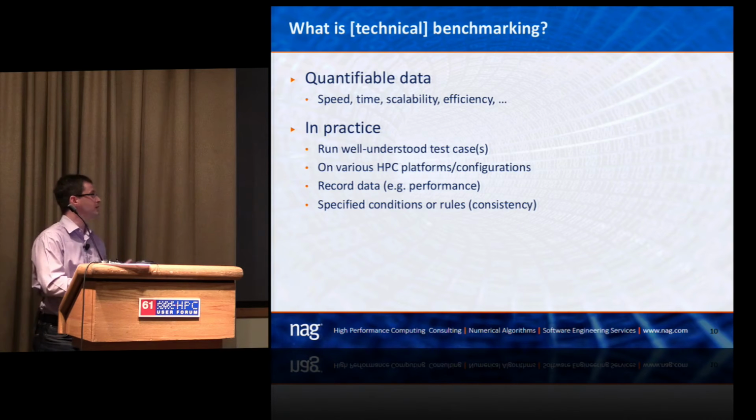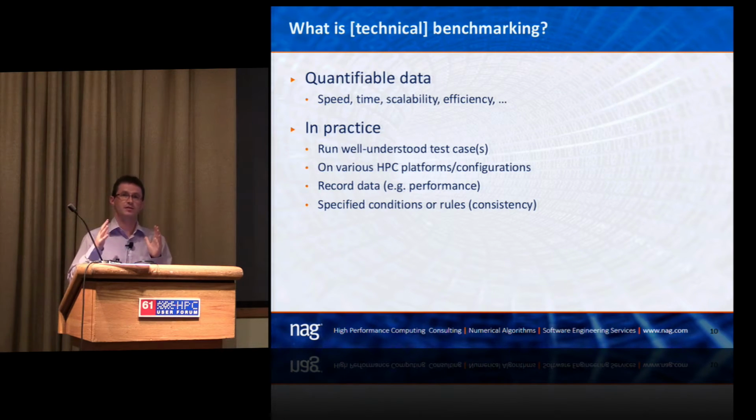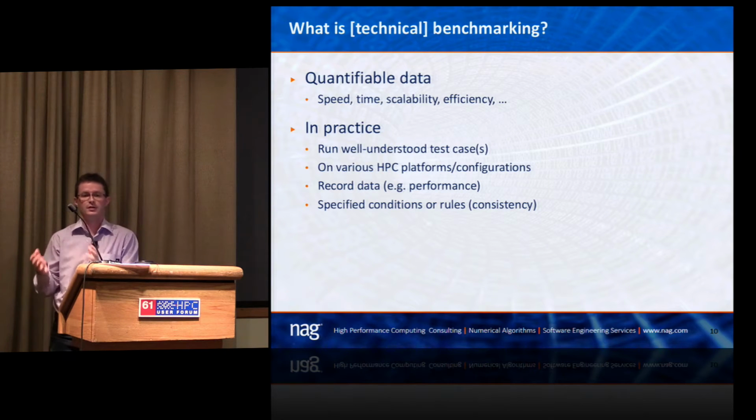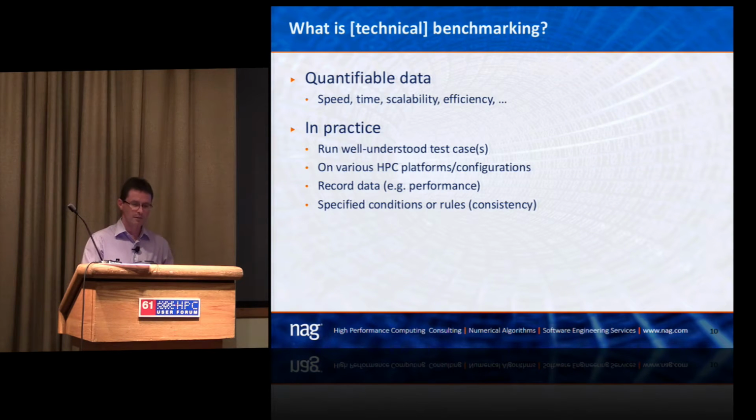In practice, that means running well understood, well-defined problems. So you take a piece of software you know runs. You take a test problem that you know what the results should look like coming out of that test problem. And you run that well-understood test case on a particular platform or on various platforms if you're comparing different platforms. And you record the data that comes out of it, the performance, the time, the speed, the scalability, whatever it is.